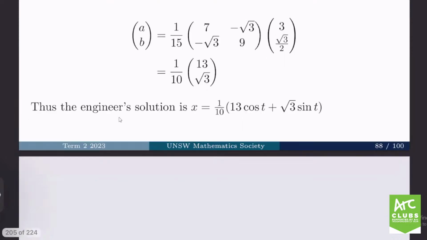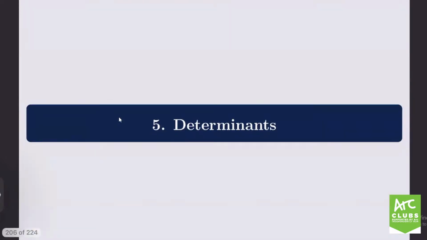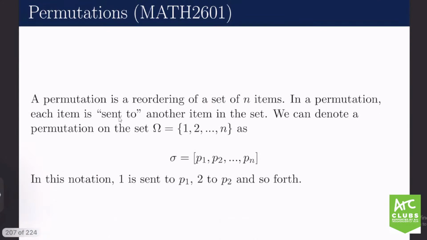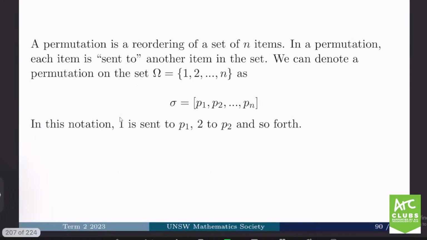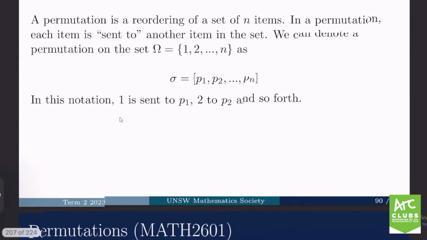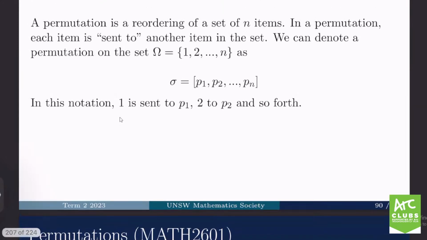All right, so now we'll move on to the final topic for today, and that is determinants. To go into determinants, we'll first look at some ideas that are only in Math2601 that fit behind the definition of a determinant. The first thing we'll look at is permutations. A permutation is a reordering of a set of n items. In a permutation, each item is sent to another item.